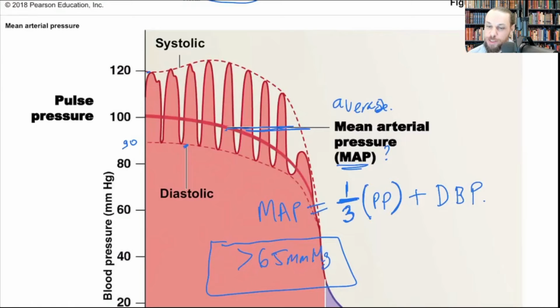Usually the most accurate way to do this is not with this formula. The most accurate way is to put a catheter in someone's artery and then measure it. This calculation you could do, but it's not really that accurate. The most accurate is with an arterial line. I take a catheter and place it not in your vein but in your artery, and then I can measure your arterial pressure. In the hospital, for patients who are very sick and on pressors, that's how we determine how much pressor to give them.